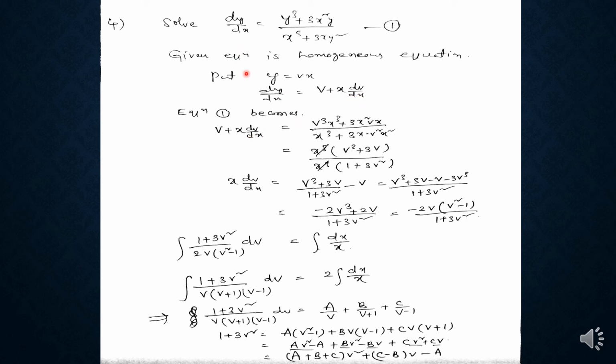That becomes v plus x dv by dx is equal to y cube, that is v cube x cube plus 3x square into y is equal to vx, by x cube plus 3x into v square x square. That is x cube, by taking x cube as common here, x cube into (v cube plus 3v) by x cube into (1 plus 3v square). x dv by dx is equal to (v cube plus 3v) by (1 plus 3v square) minus v. That is equal to (v cube plus 3v minus v minus 3v cube) by (1 plus 3v square). That is equal to minus 2v cube.